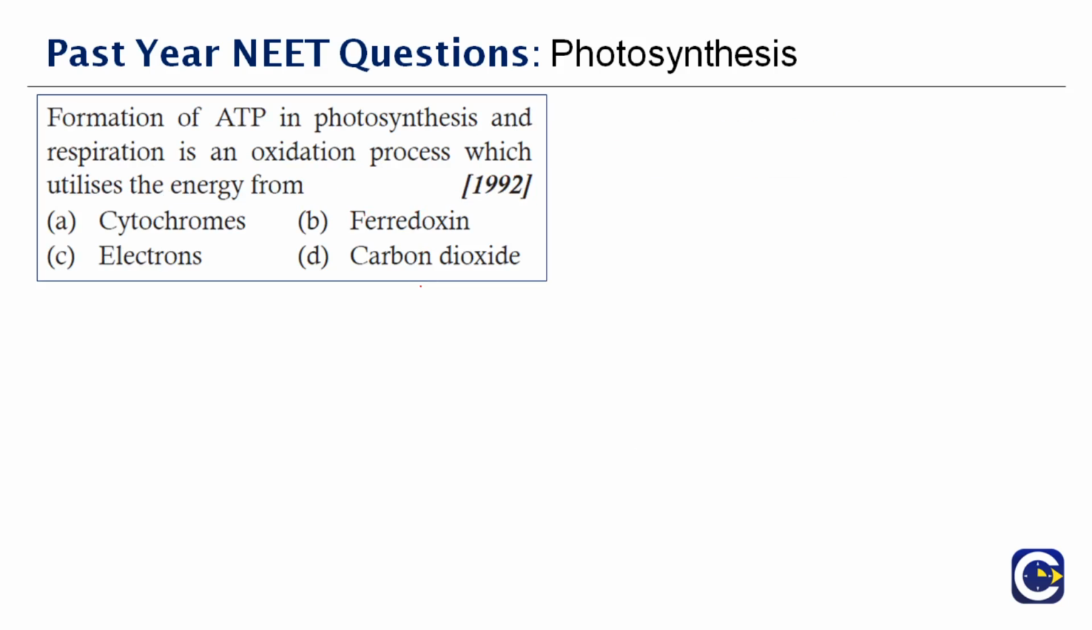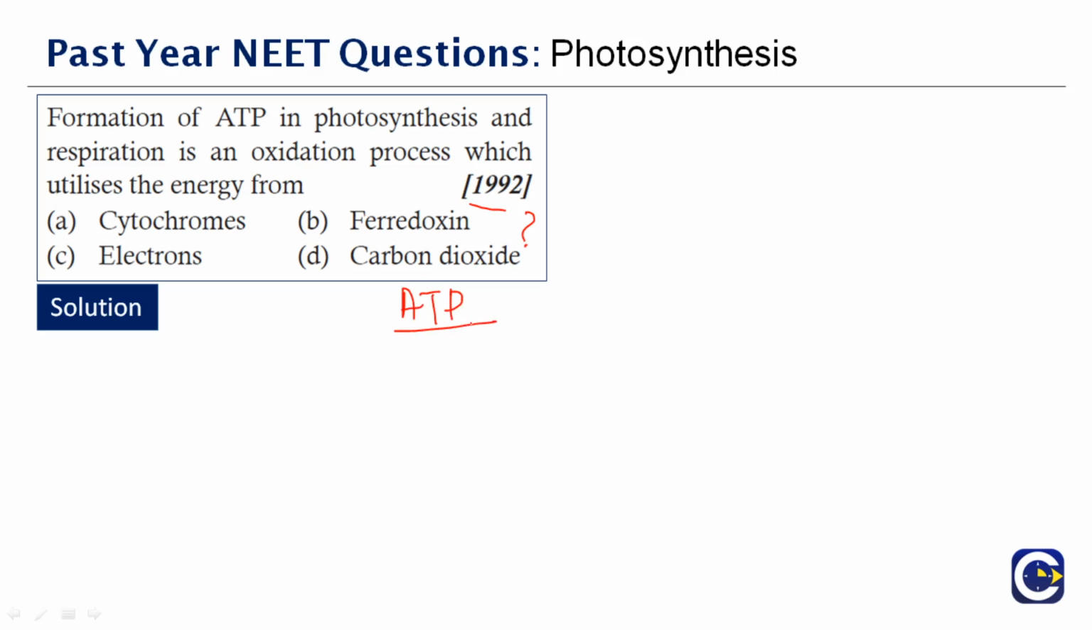Next question here, which was asked in the year 1992. Formation of ATP in photosynthesis and respiration is an oxidation process which utilizes the energy of dash. So where does it use the energy from? You're given 4 options here. We all know the correct answer is not ferredoxin, carbon dioxide or cytochromes. The correct answer is electrons. Electrons provide energy for the formation of ATP.